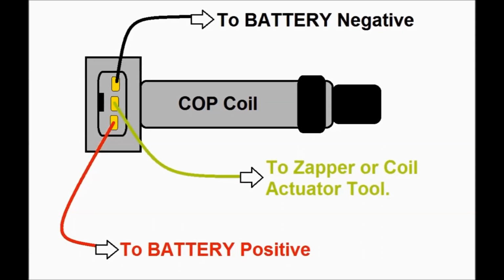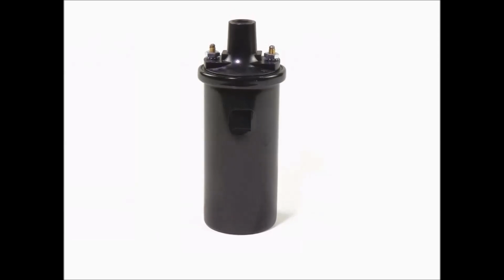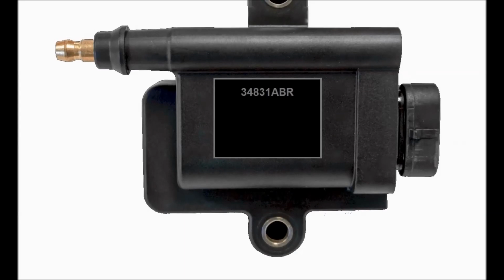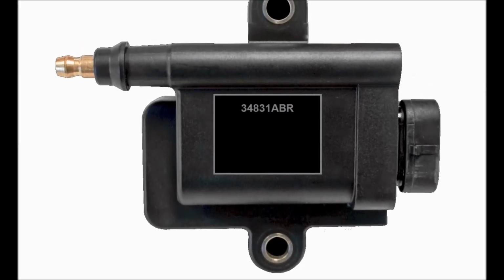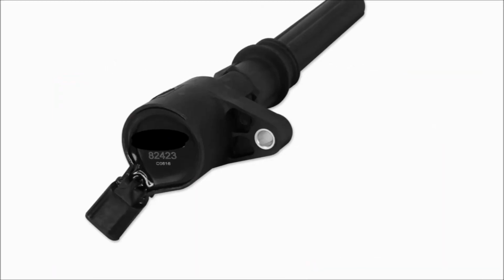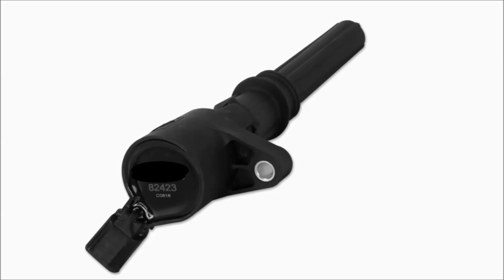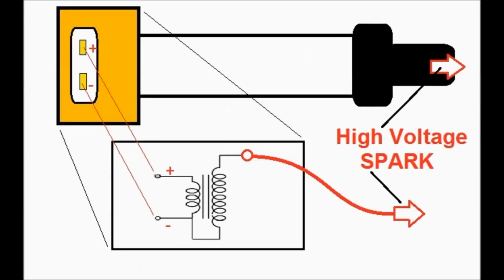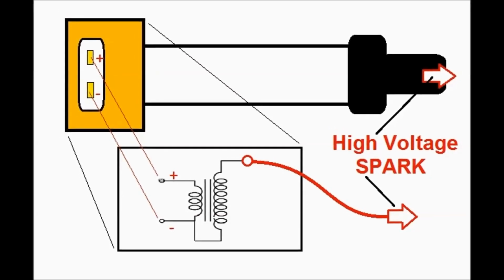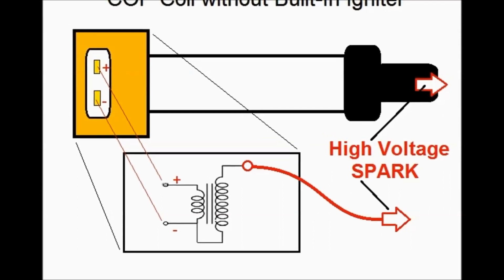Now the rest of the other coils, as you can see on screen, going back to the old timer that we see here, pretty much anything that's a two-prong coil, whatever we're going to learn here today is going to apply to that. Now, here on screen, we see a diagram of a typical coil-on-plug unit. This is a typical step-up transformer. That's exactly what it is. So it's got two leads, two prongs coming out of it.